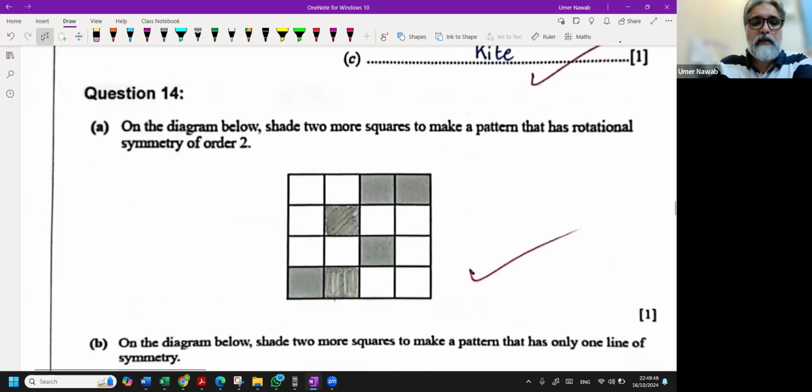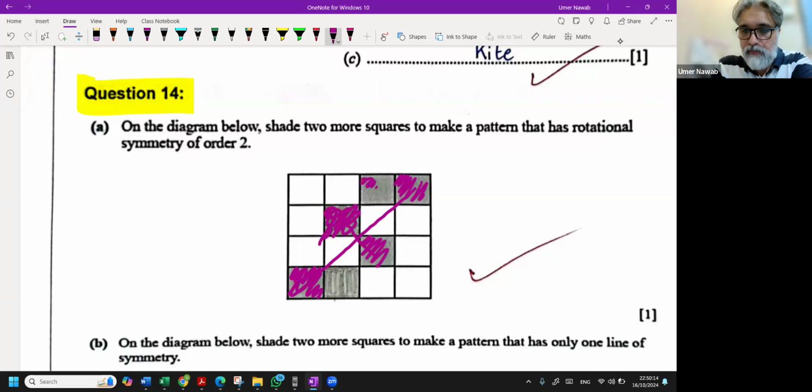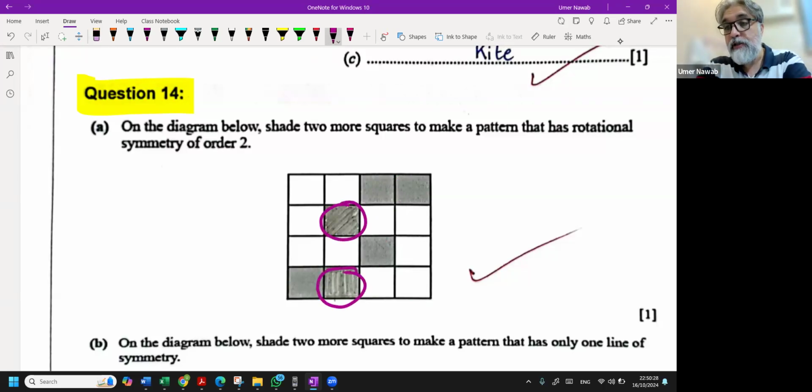Clear. Next, question number 14 we have, and then the guy said a rotational symmetry of order 2. As I said, if this is the shape, this is opposite to it. I shade it. Then this is the shape, opposite to it is this one. You need to shade it. If this is the shape, opposite to it is this one. So I hope you got the idea that I have to shade this circle, a square, and this square to make the rotational symmetry of order 2.